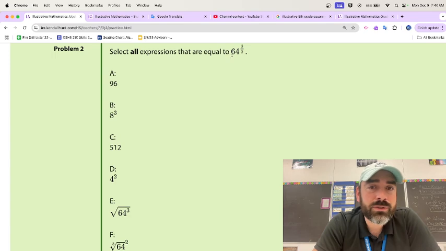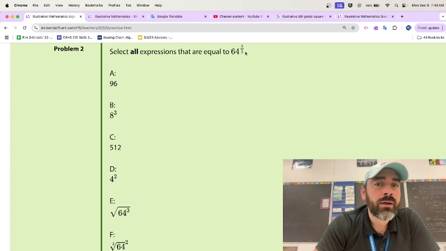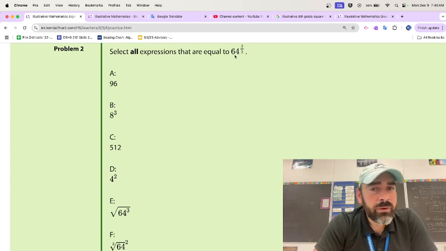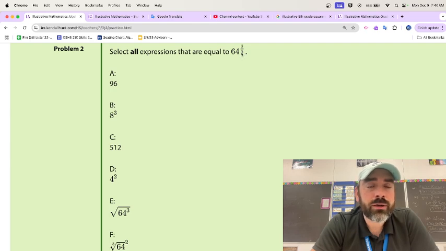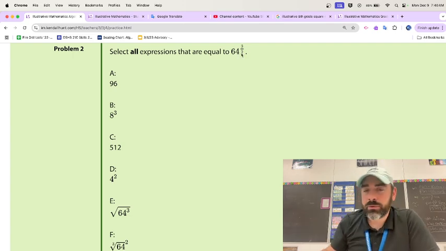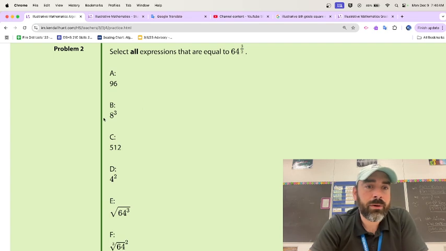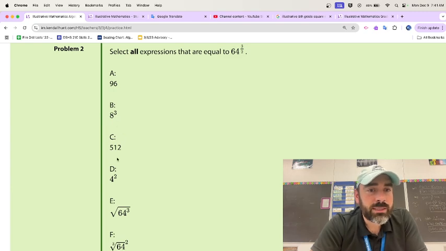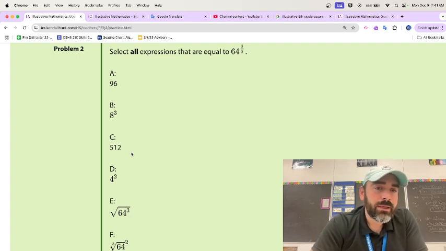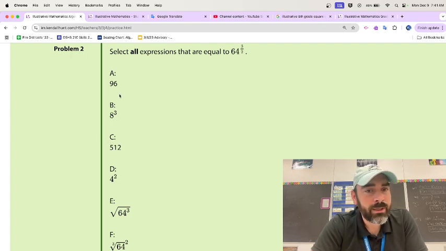Select all the expressions that are equivalent to 64 to the 3/2 power. Okay, the 2 here means that we would take the square root of 64, and we ask ourselves, what times what is 64? That would be 8, so 8 times 8 is 64. And so we could have 8 to the 3rd power, which we have here. Let's see what happens when we multiply that out. 8 times 8 times 8 is 512. So B is a solution and C is a solution. If we continue working with this, is 96 equal to 512? No, so A can't be an answer.